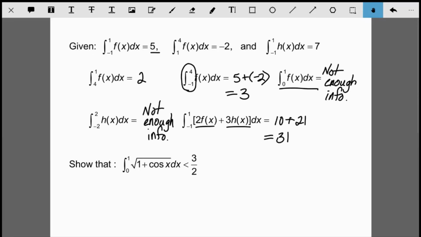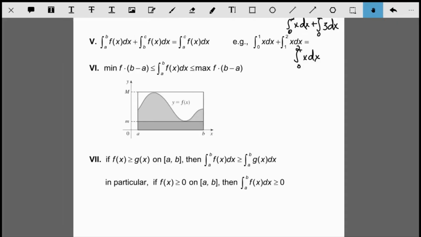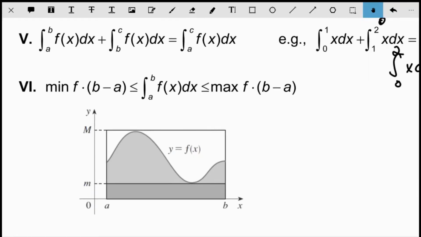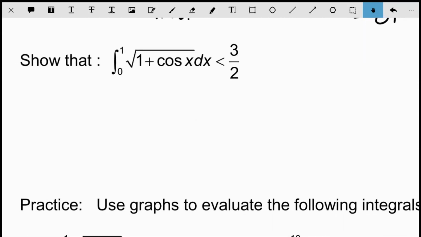All right, and then the last one I want to go through is property number 6 that we had over here, the property where we were talking about the minimum and the maximum. That property can be used in a situation like this. We have the integral from 0 to 1 of the square root of 1 plus cosine x dx, and we want to show that this integral is less than 3/2.